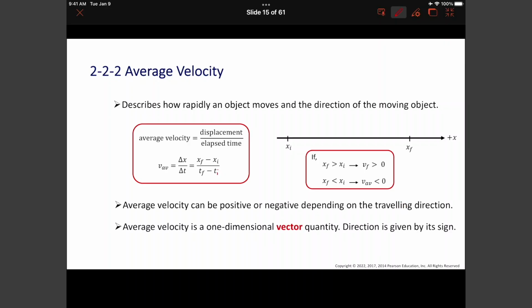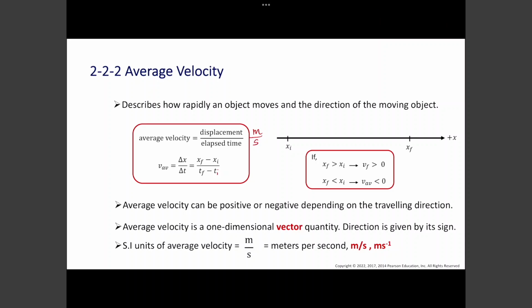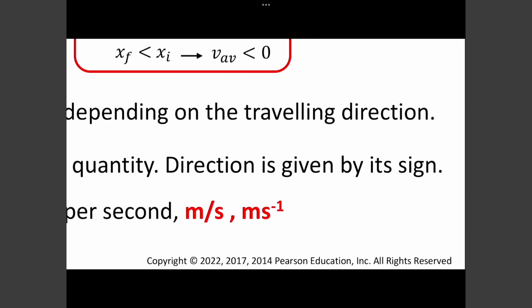And since the displacement is a vector quantity, average velocity is also a vector quantity, and the direction is given by its sign. Again, the SI unit is meters per second because the displacement is in meters and time is in seconds. So we can write it as meters per second or m s^-1.